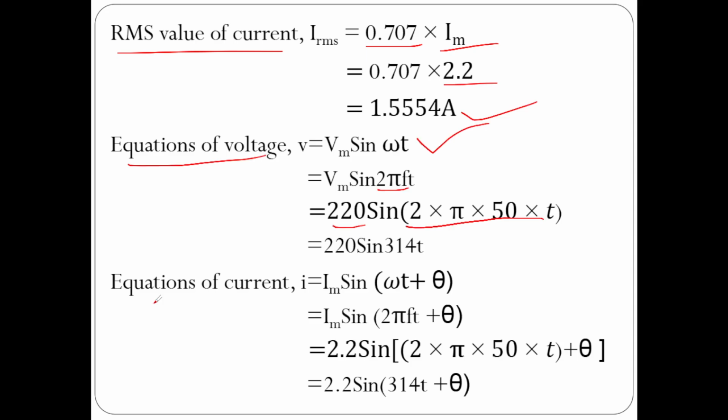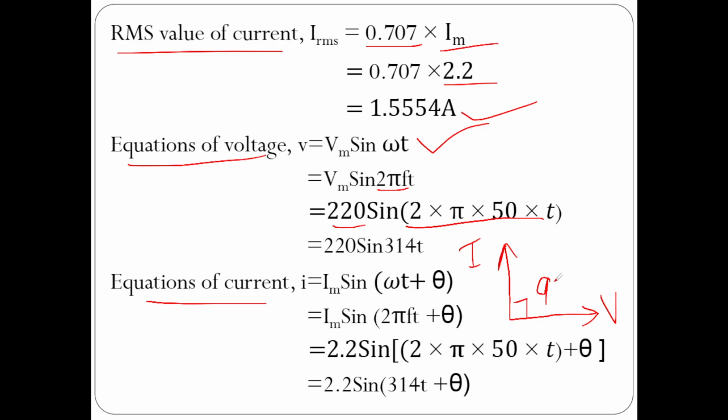So the equation of current is I equal to Im sin (omega t plus theta). Why? Because it is a capacitive circuit. They have mentioned in the question that it is a capacitive circuit. In a capacitive circuit, the current will lead the voltage by an angle of 90 degrees.